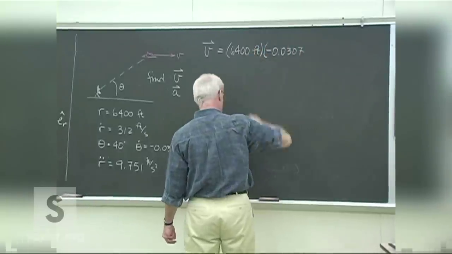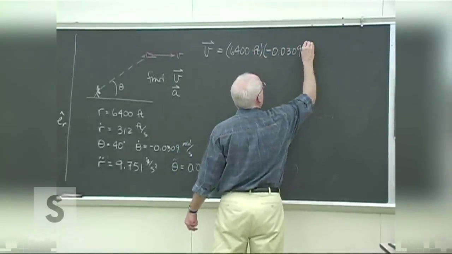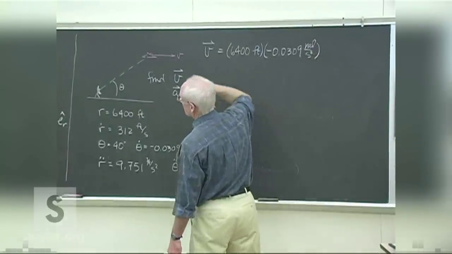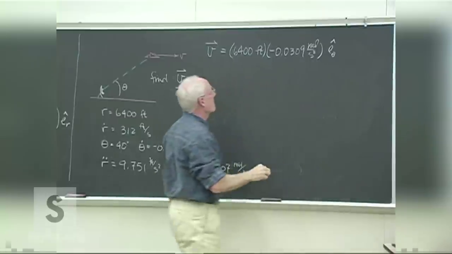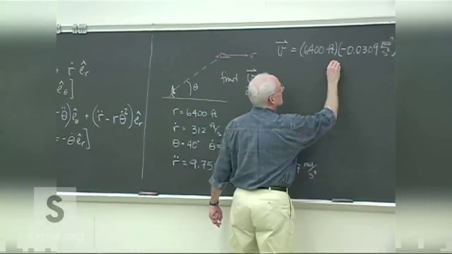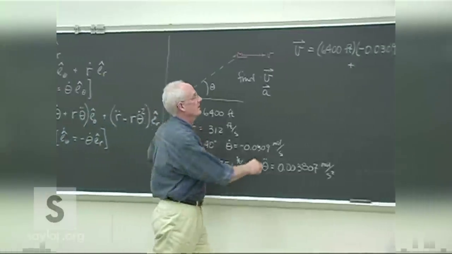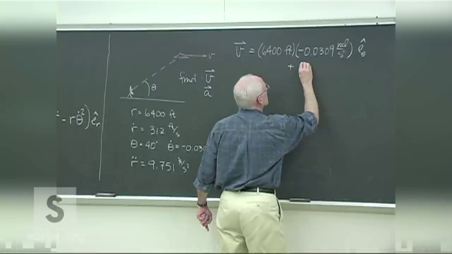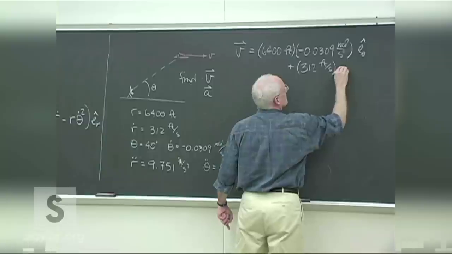0.0309, not 79, radians per second. That's in the theta direction. Plus the R dot component, 312 feet per second. Sorry, that's not second squared, that's seconds. And that's in the R direction.